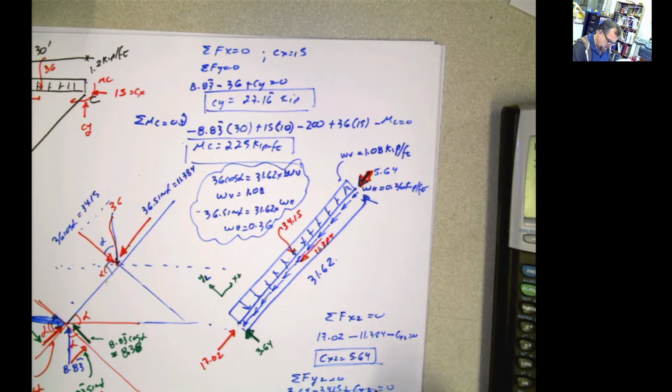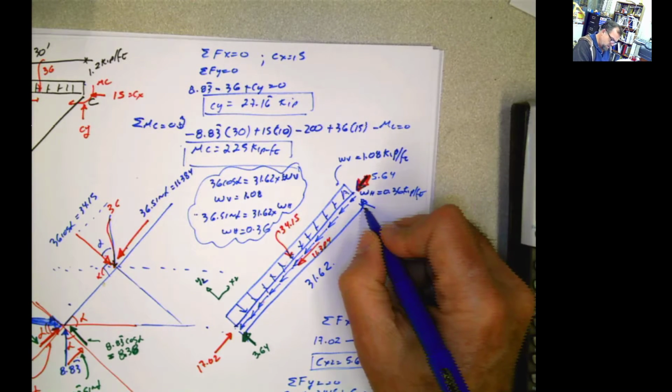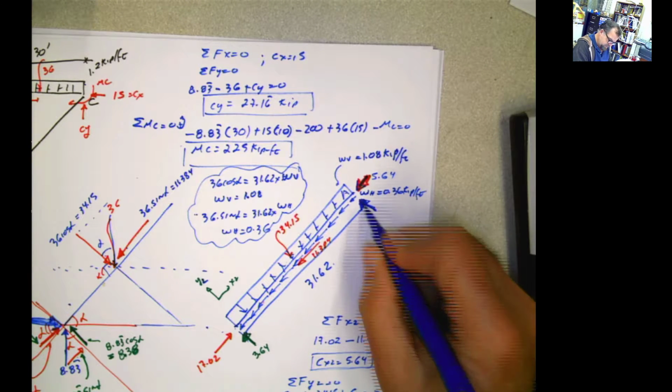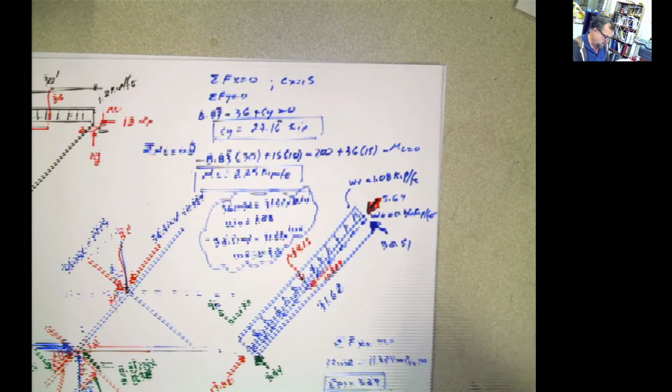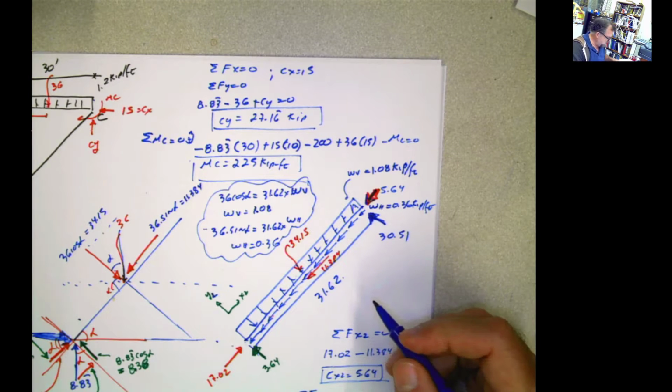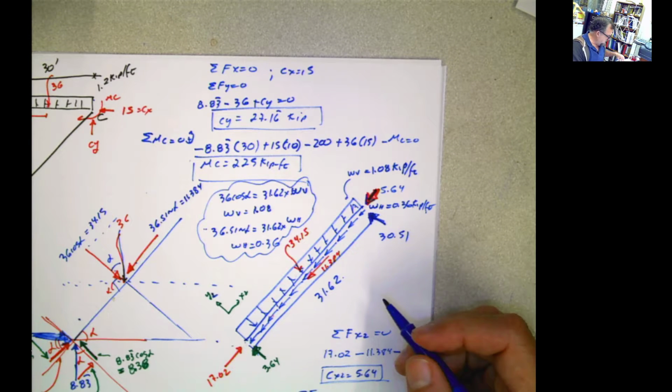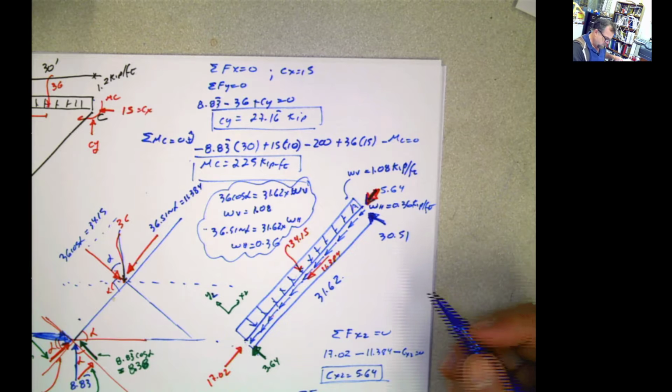Remember the units, guys. Remember the Alamo. This is kips. 30.51. And the moment, hallelujah, we don't have to do anything. You just have to calculate it.